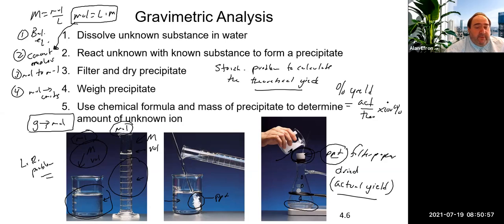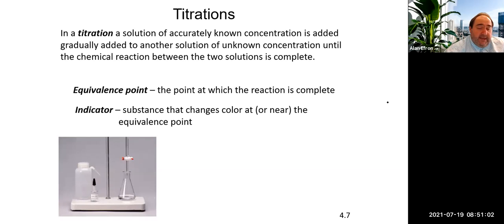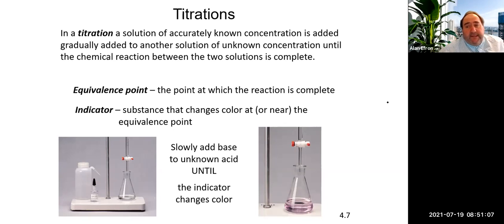Another very common place where we use stoichiometry is in solution stoichiometry, and that is where we do a titration. A titration is a process where a solution of known concentration is added slowly to a solution of unknown concentration. And because you know all the information about one of the solutions, that allows you to use stoichiometry to figure out what you're interested in about the other solution.